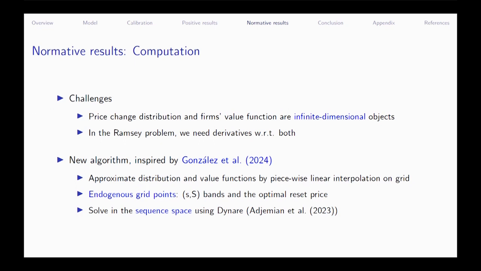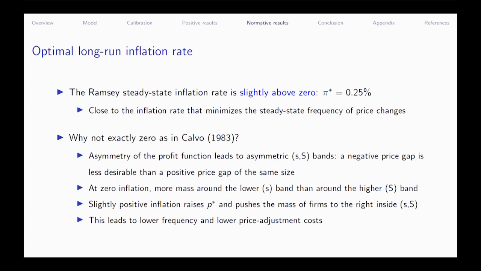So let me just move on and go directly to our first normative result, which is regarding the optimal long-run inflation rate. In this model, it turns out that the Ramsey steady-state inflation is slightly above zero, at around 25 basis points. And it's close to the inflation rate that minimizes the steady-state frequency of price adjustment.